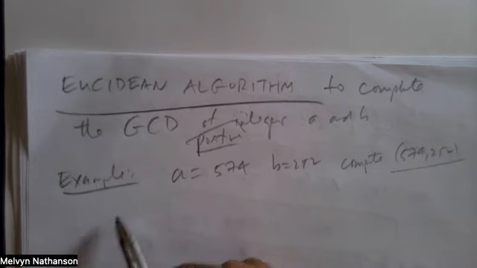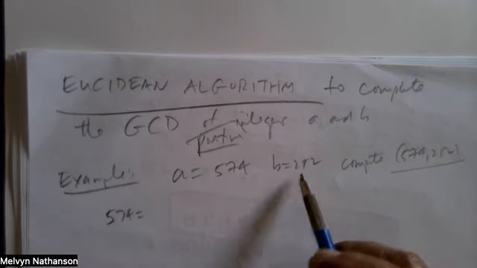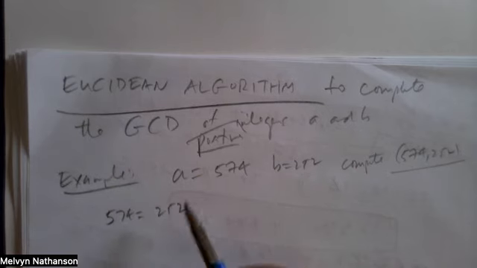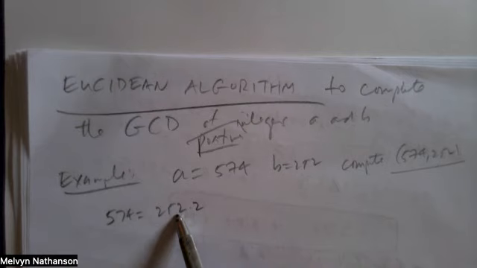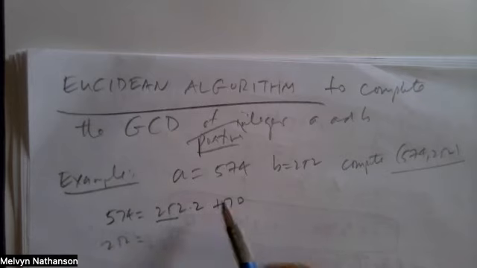So here's what we do. Start with the number 574, divide it by 252. That goes in 2 times. 2 times 252 is 504, so this leaves a remainder of 70. Now, take 252 and divide it by 70. This is 3 times 70. This is 210, and leaves a remainder of 42.